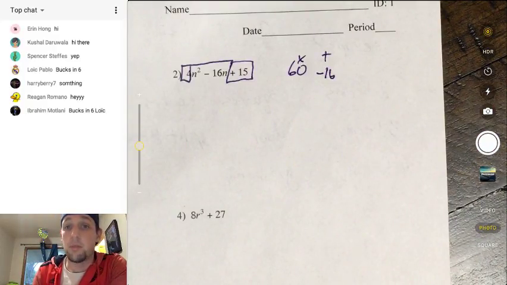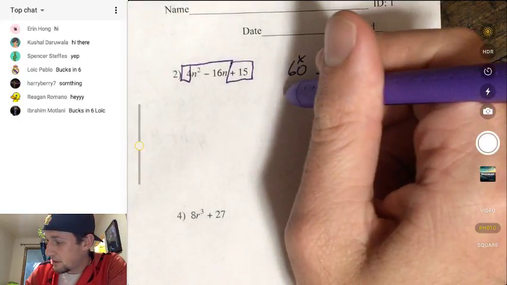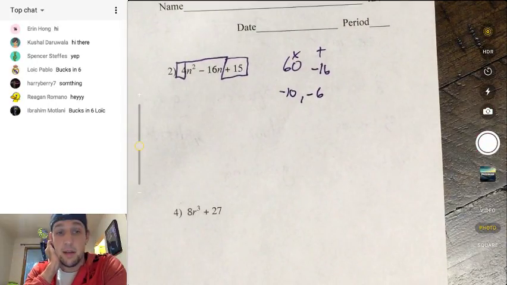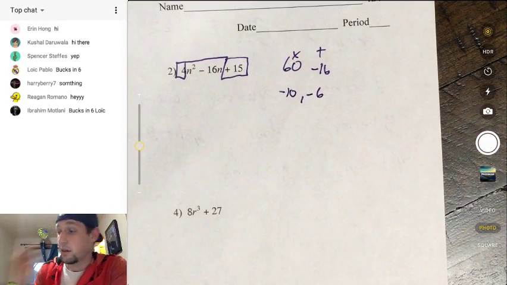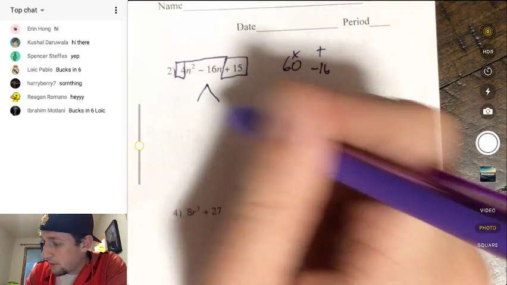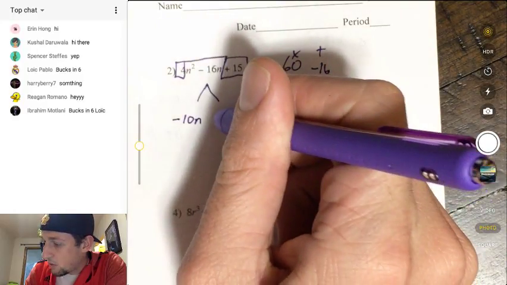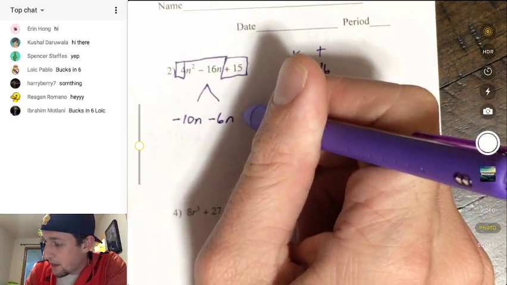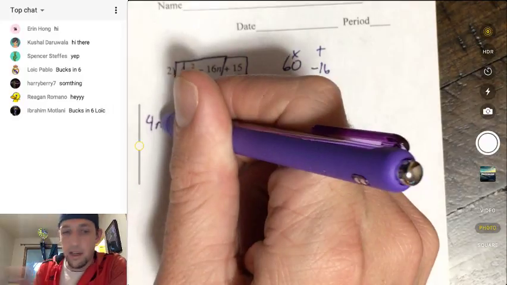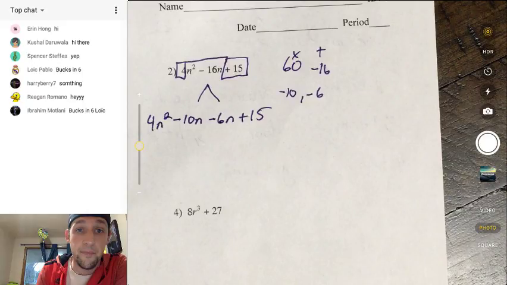Those two numbers that multiply to 60 and add to negative 16 are negative 10 and negative 6. So what I'm going to do with that is, as it's called, split the middle term. I'm going to take that negative 16n and break it up into negative 10n and negative 6n. The order you do those in should not matter at all. And I'm going to keep my 4n squared and my 15. Those I'm going to keep in there.